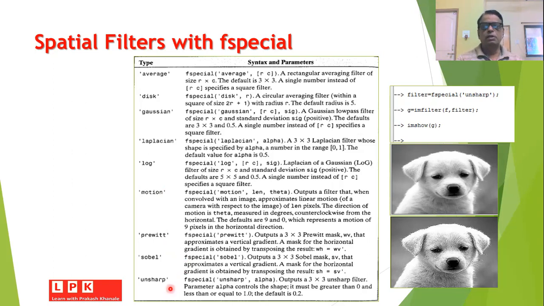It is also possible to make use of the unsharp filter, and this will output a 3 by 3 unsharp image. Say for example, if I make use of this unsharp filter and apply it to the image, then I will get the image as shown in this window. So one can easily observe the sharpness has increased when we apply the unsharp filter to the image.